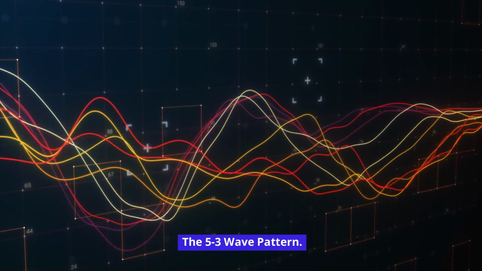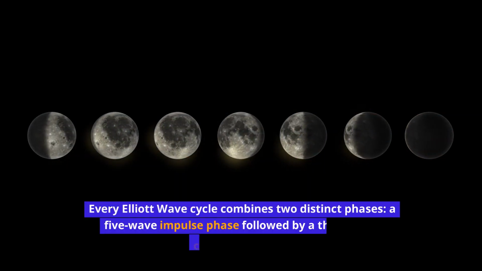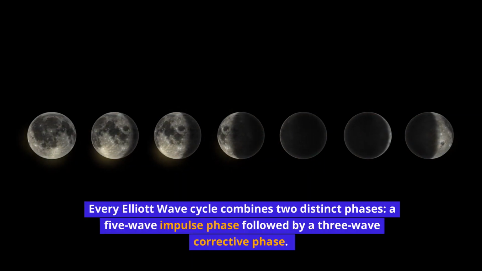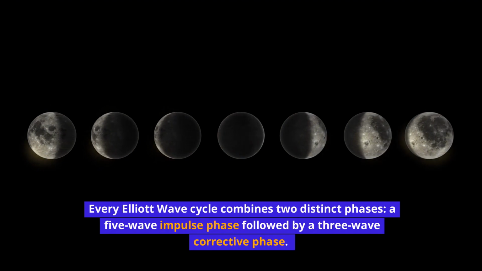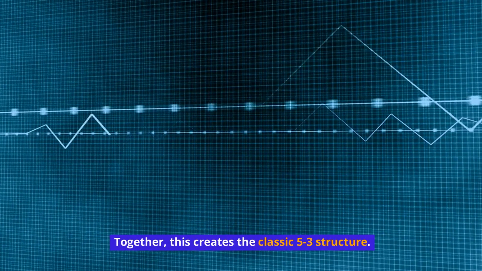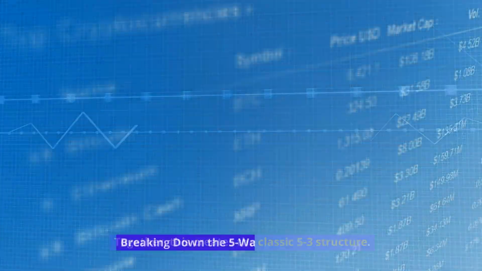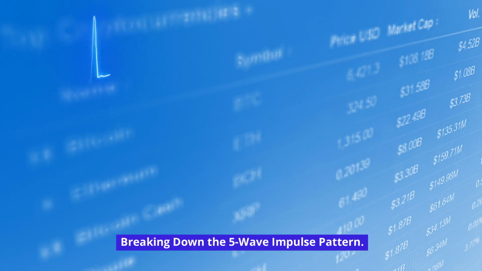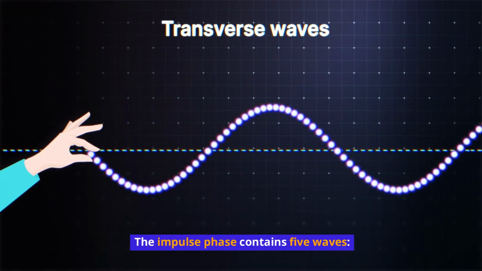The 5-3 wave pattern. Every Elliott wave cycle combines 2 distinct phases, a 5-wave impulse phase followed by a 3-wave corrective phase. Together, this creates the classic 5-3 structure. Breaking down the 5-wave impulse pattern. The impulse phase contains 5 waves.